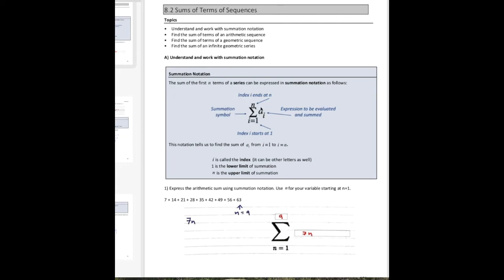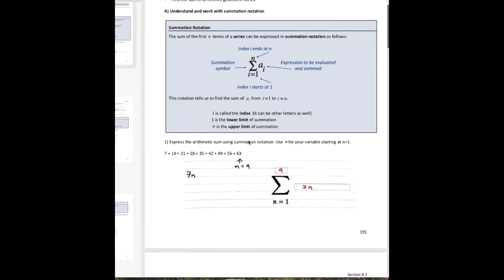And then this a sub i, this is telling us what are we summing? What are the terms going to look like? So this is the expression that would be evaluated, like we saw in the last section, and then that's what's going to produce the terms that we're then going to add from here to here. Let me show you with some examples, and it is not as horrible as all that makes it seem.